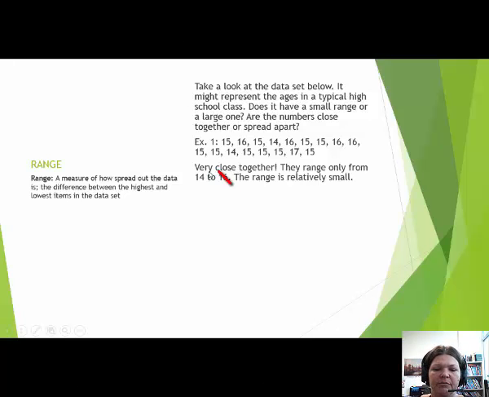And oh my gosh, look, I have a typo. Y'all can correct it in your notes. But we can see these are very close together. They range only from 14 to, not 16, but 17. So our range here is relatively small.